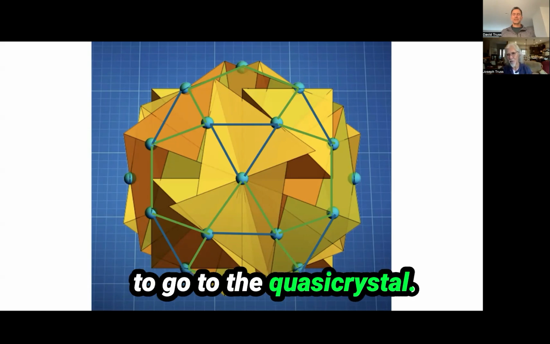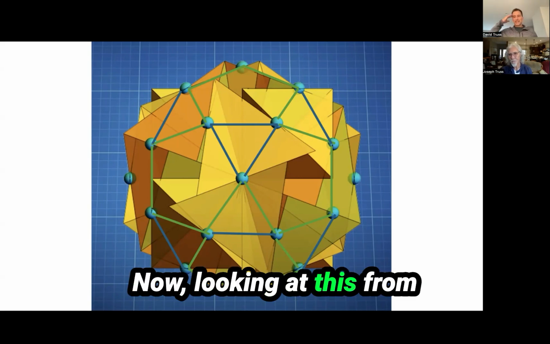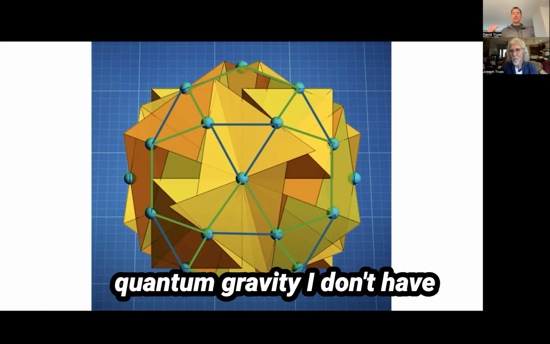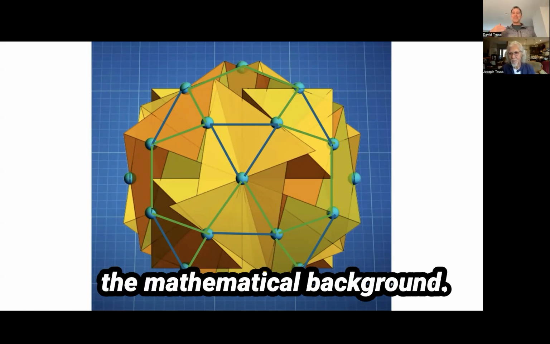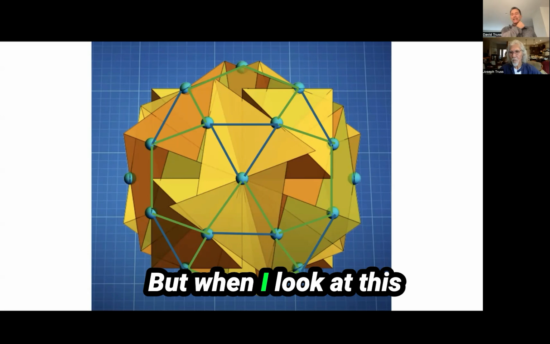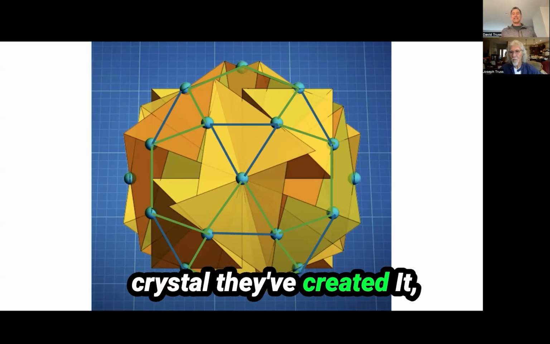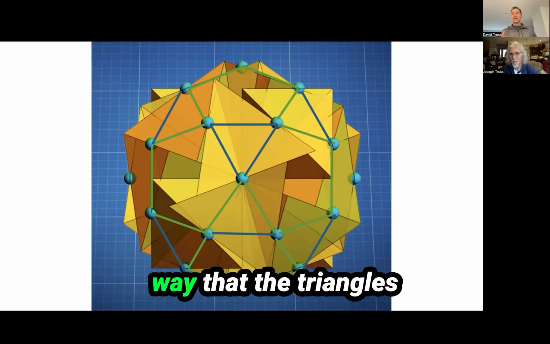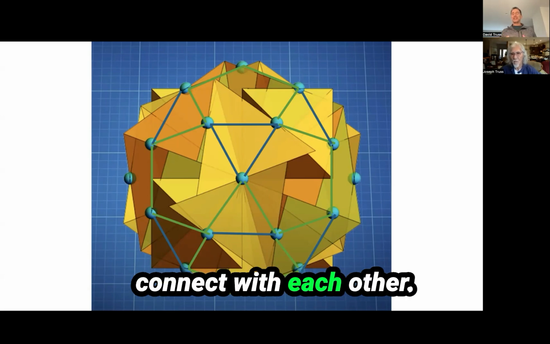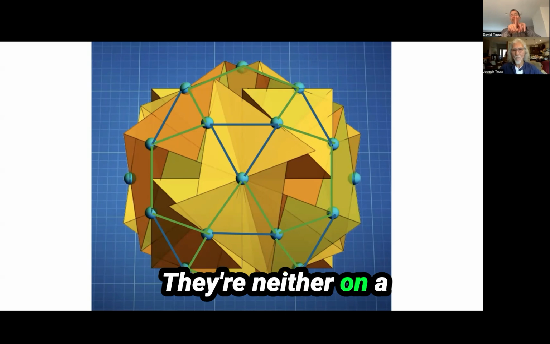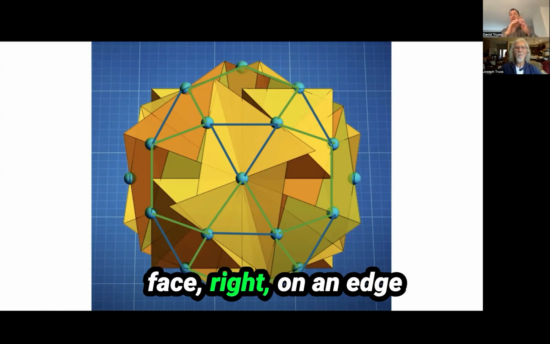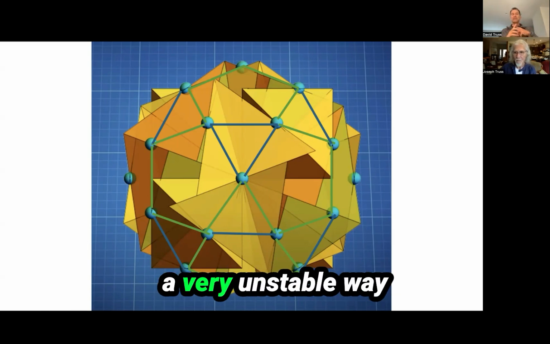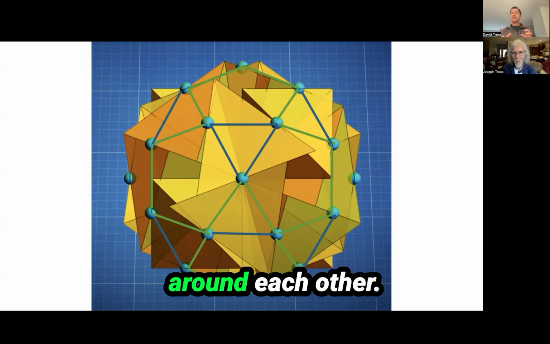And if we build our structures up from that tetrahedron, we come to very similar processes without having to go to the quasi-crystal. Now, looking at this from a geometer's brain and not understanding loop quantum gravity, I don't have the mathematical background. But when I look at this crystal they've created, to me, it seems extremely unstable because of the way that the triangles connect with each other. They're neither on a face, on an edge length, or connected through the vertices. They're connected in a very unstable way around each other.